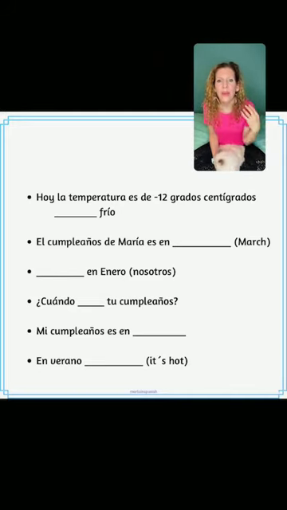Next one. El cumpleaños de María es en March. How do we say March in Spanish? El cumpleaños de María es en... Remember, we have studied the names of the months, okay? So, enero, febrero, marzo, perfect. Es en marzo, muy bien, muy bien.